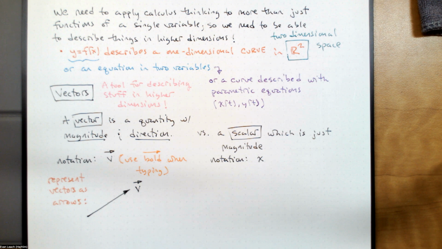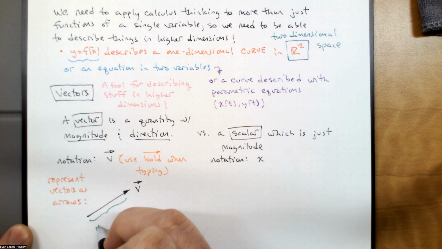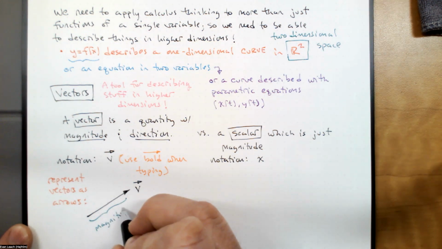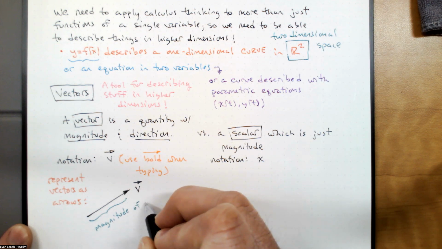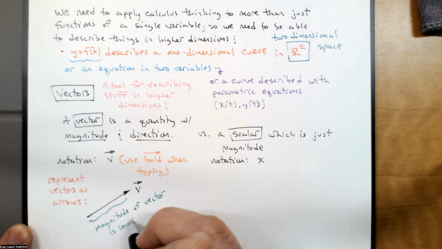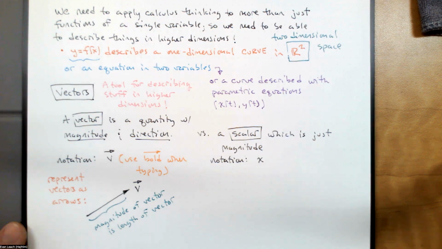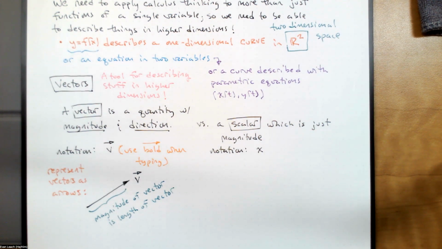So the magnitude of the vector is the length of the vector. If I want to draw a vector with a small magnitude, I'll draw a short arrow. If I want to draw a vector with a large magnitude, I'll draw a long arrow.